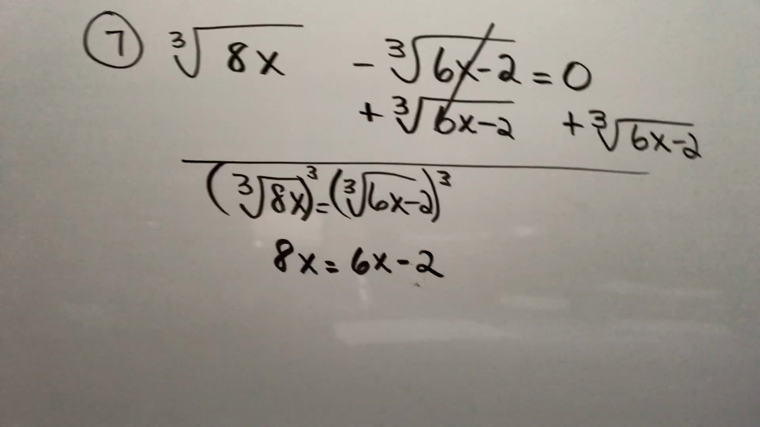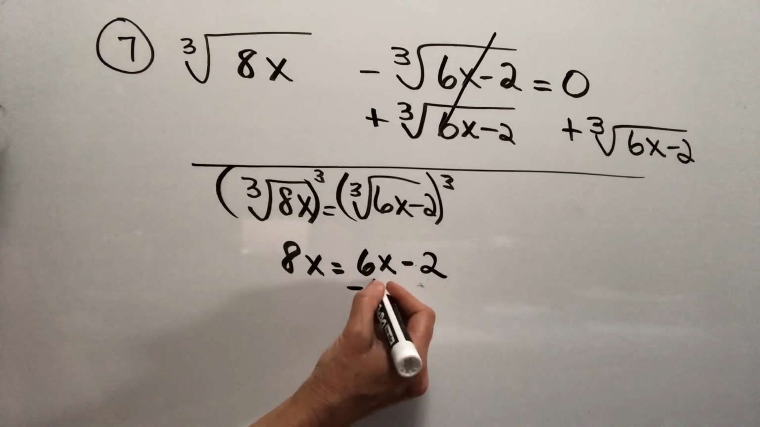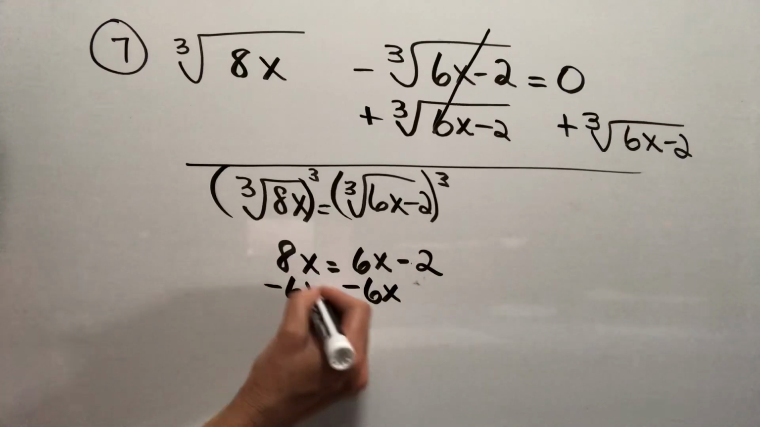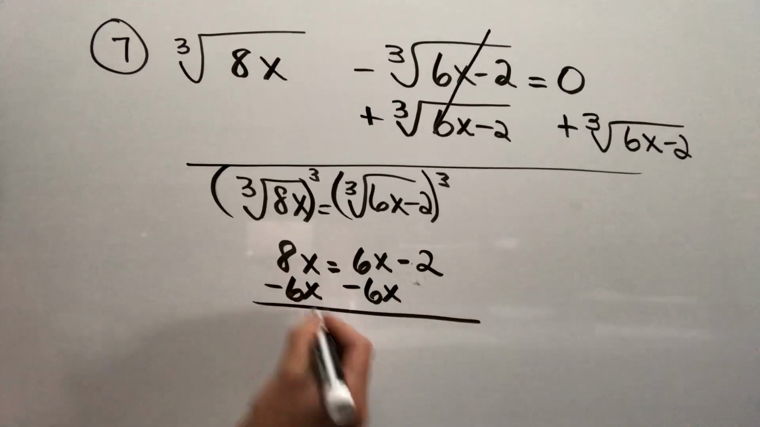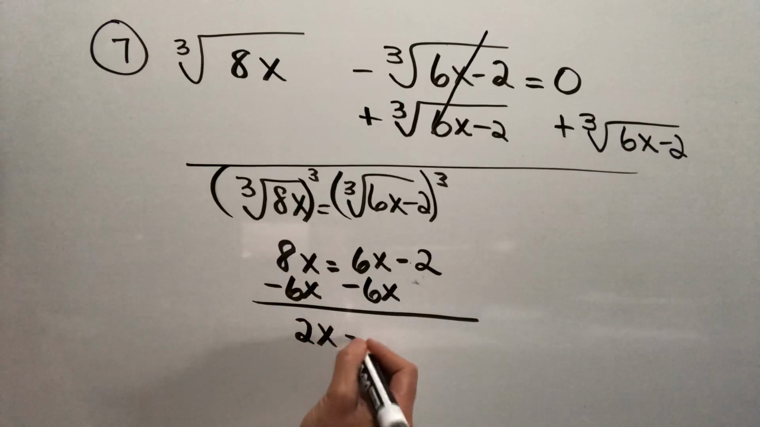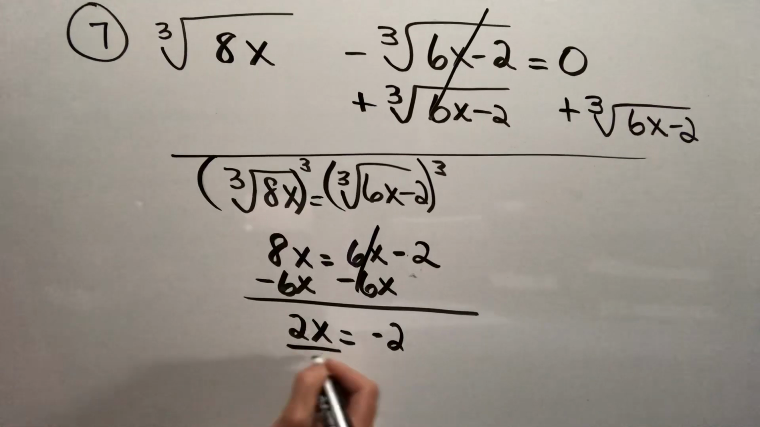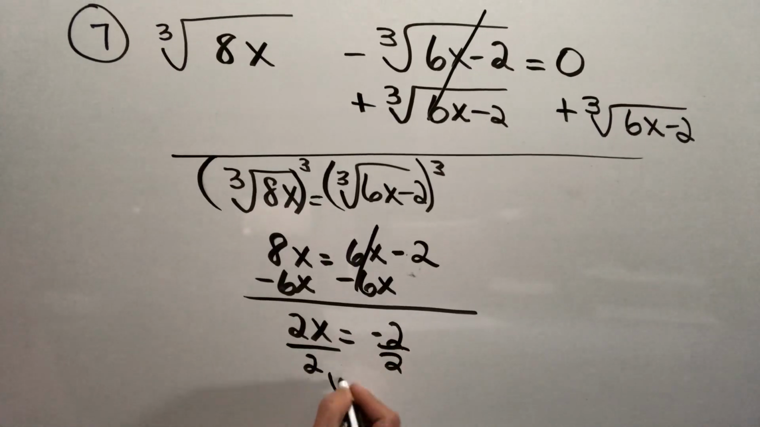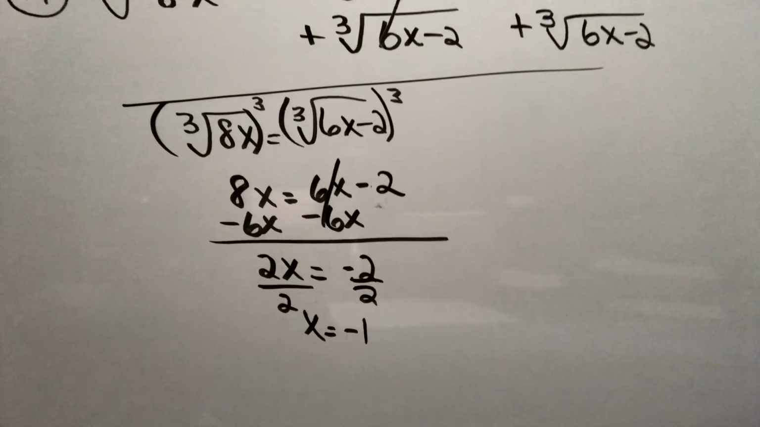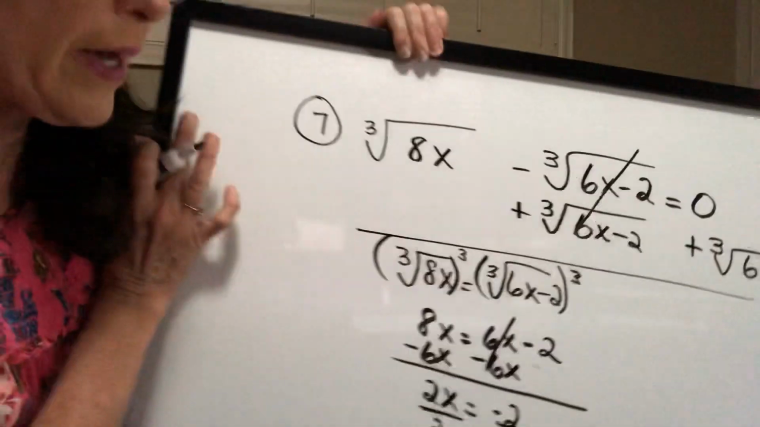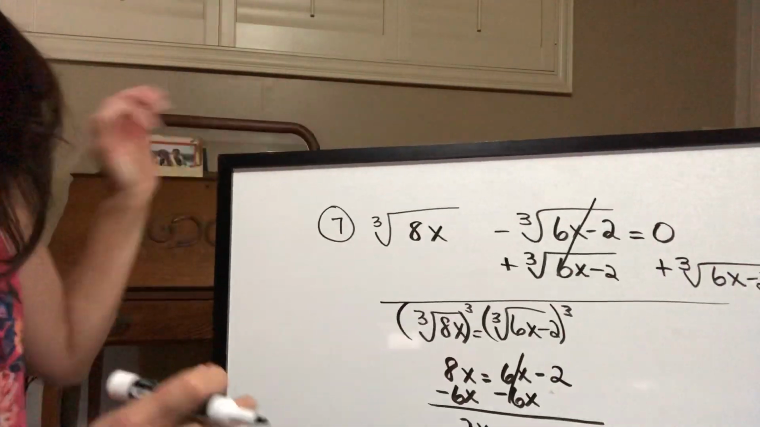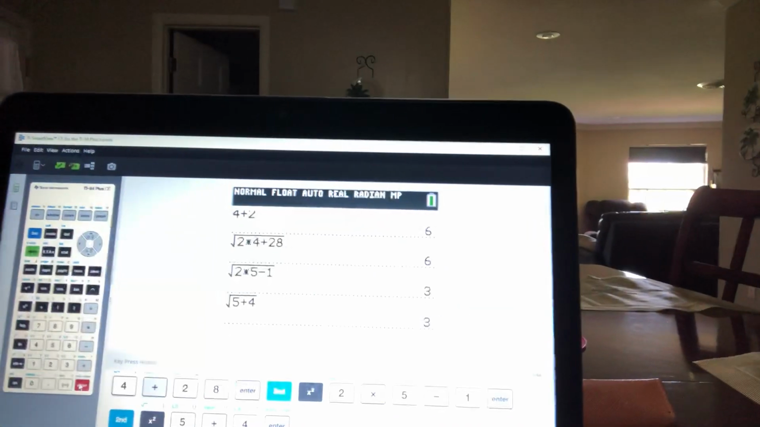So we just solve that linear equation by subtracting 6x. So 8x minus 6x would be 2x. These cancel and you still have -2. So if you divide by 2, you would get x equals -1. And you still have to check it. So we got to go back to the calculator and check -1. So last thing we got to do today. Let's give it a check here.